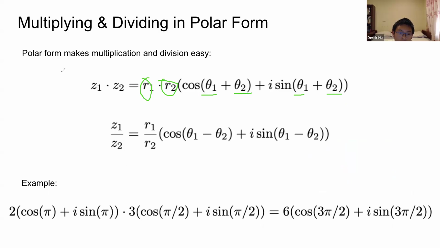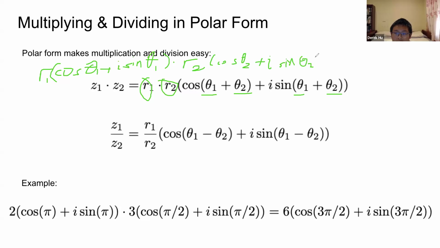If we have, say, R1 (cosine theta 1 plus i sine theta 1), and then we want to multiply this by R2 (cosine theta 2 plus i sine theta 2). So these will be like two complex numbers. We can see that this is equal to R1 R2, so that's this part here, multiplied by the remaining part, which we can expand and multiply.